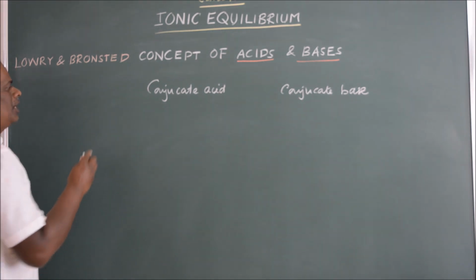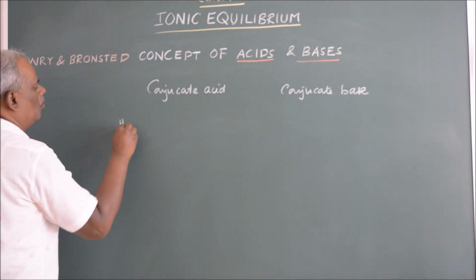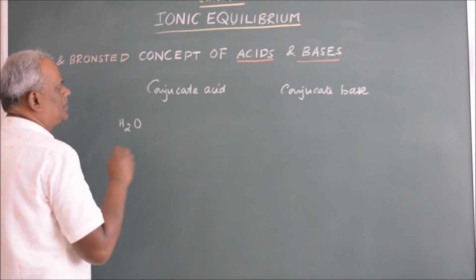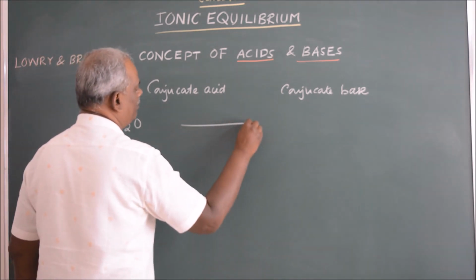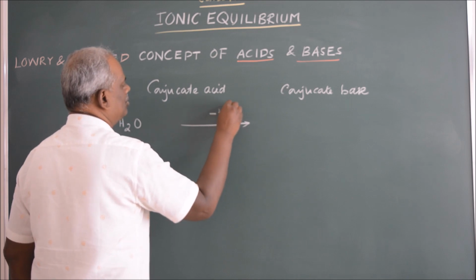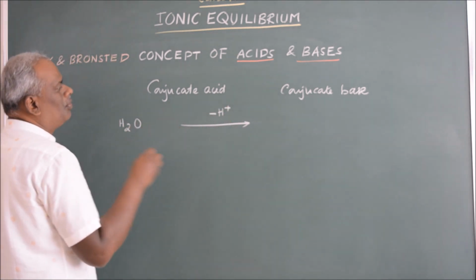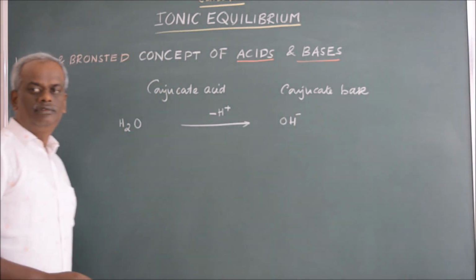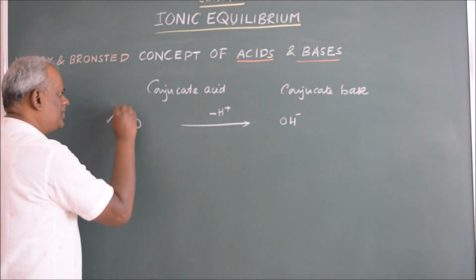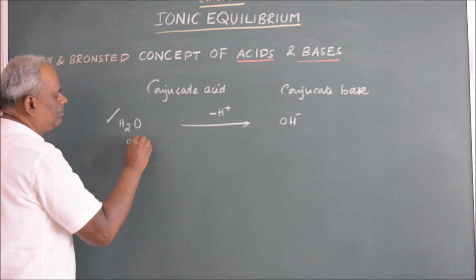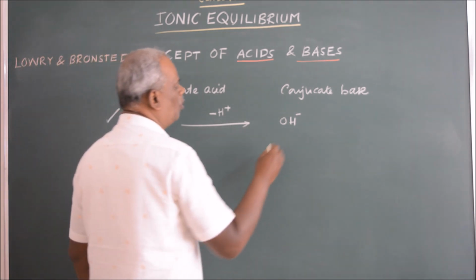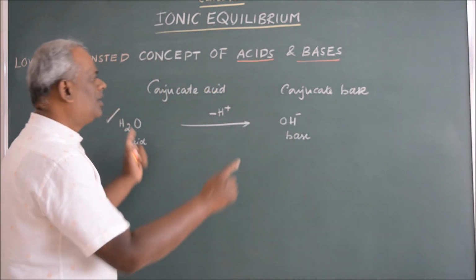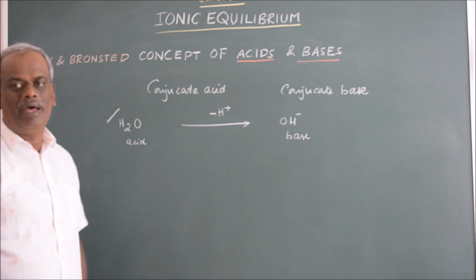Okay, so I am going to write H2O. It is a substance that, after the loss of hydrogen plus, after donating the proton, forms OH minus. So H2O is an acid. The resulting substance, OH minus, is a base. These two are conjugate acid-base pairs.